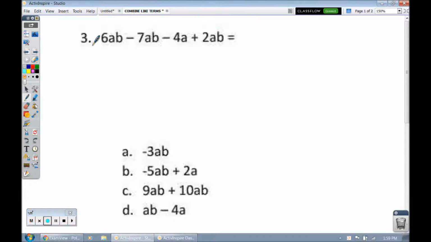All right, question 3. We don't have any parentheses, so now we are going to just simply combine like terms. ABs are going to go with ABs. Well, there looks like 3 little pieces of ABs here, so let's start with the first piece. 6AB minus 7AB. Well, 6 minus 7, that is negative 1AB.